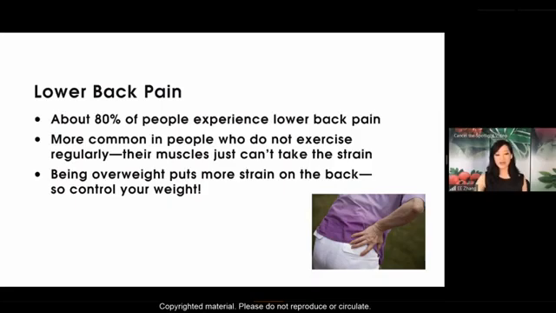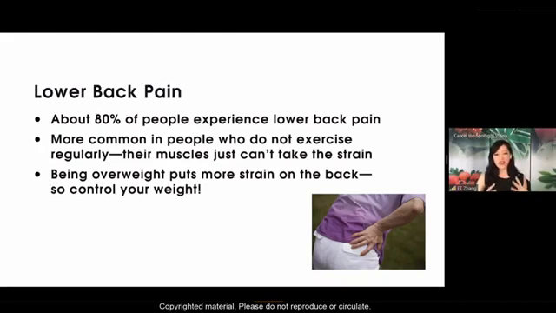Another thing exercise can help with is lower back pain. About 80% of people will experience lower back pain, and it's actually more common in people who don't exercise regularly. Because when you look at our back, it's not just the strength of our bones, but it's also the strength of the muscles around our bones that helps support our lower back. So, most of the time, for people who have lower back pain, it is because they don't have a strong support system for their back, right?